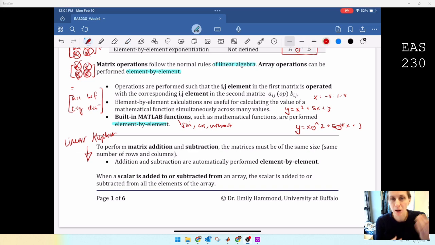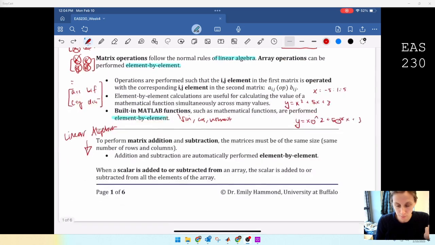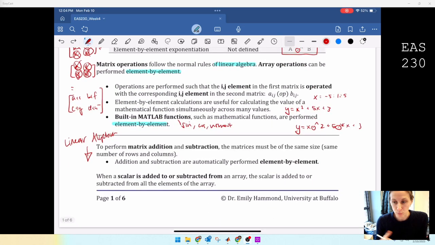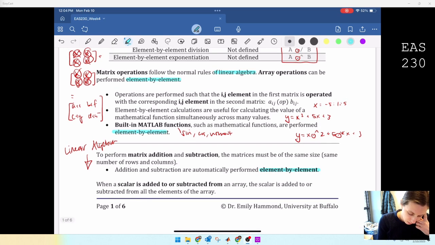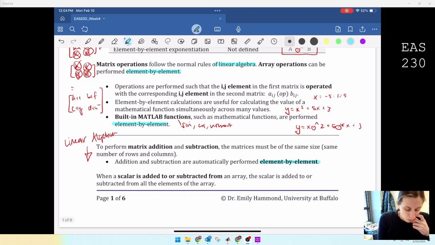So let's go ahead and talk about how linear algebra handles these 5 different operations, how linear algebra defines addition, subtraction, multiplication, division, and exponentiation. So first, addition and subtraction. Turns out addition and subtraction automatically is performed element by element. So between array operations and matrix operations, it's the same thing. We also have scalar addition, where if I say A plus 5, it's going to take 5 and add it to each element in A.